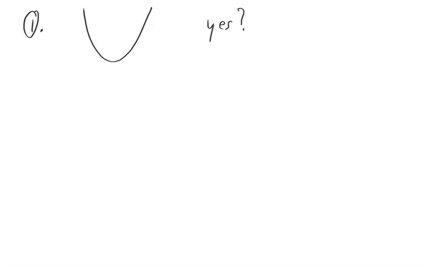Anywhere I draw a vertical line, it only can cross through once, but never twice. So that means that the answer is still yes, because it's never possible to draw a vertical line that crosses through it twice. So the answer is yes, it is a function.